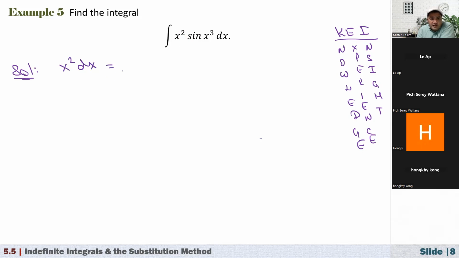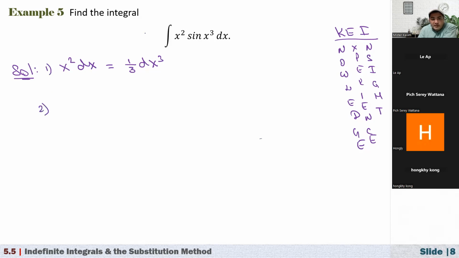What function's differential is x squared dx? That is 1 over 3 times d of x cubed, right? Because the differential of x cubed is equal to 3x squared, and 1 over 3 times 3 is just 1, so we have only x squared. And see here, I can replace this x squared dx by 1 over 3 times d of x cubed.